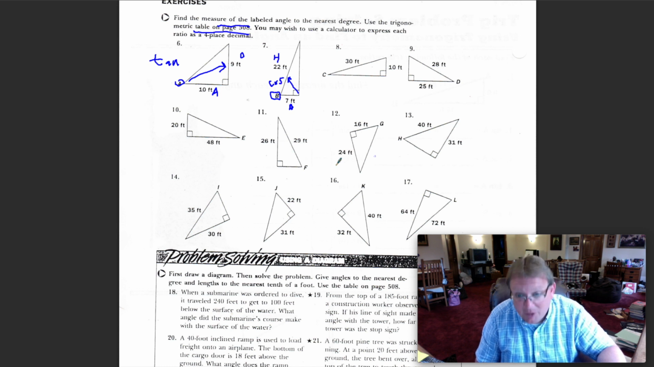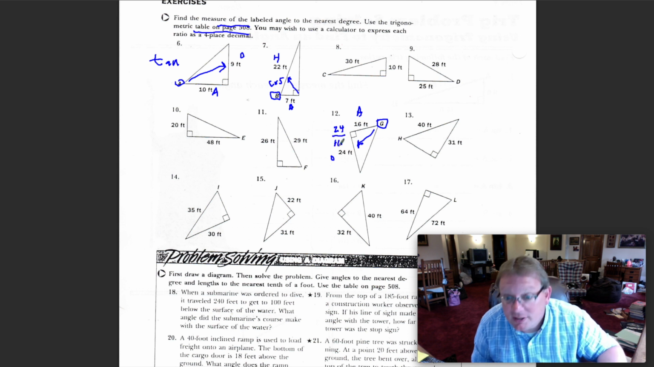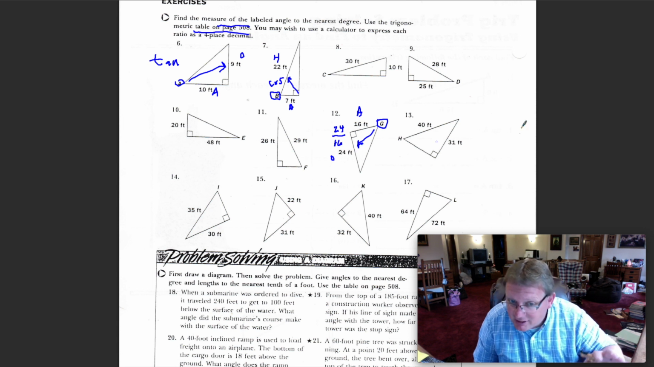Mr. Nyson, keep going. Do them all. The only thing is some of these are spun around. So like if you're up here at G for problem 12, this is my O and this is my A. So the fraction's actually going to be 24 over 16. The bigger number is not always on the bottom, just most of the time it is.